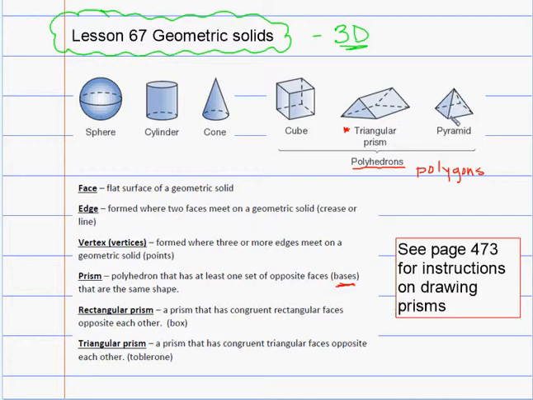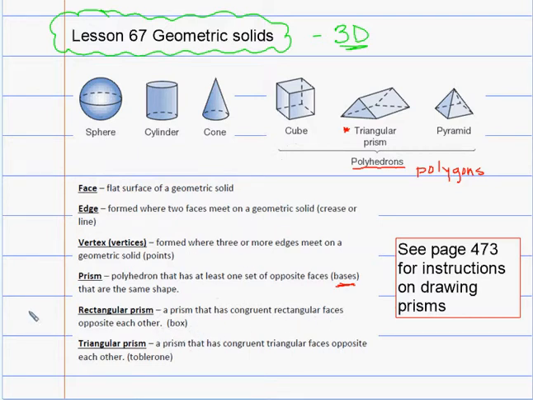A pyramid will have a square or a triangle for a base, but it's not a prism because it doesn't have another one opposite it. Okay. A rectangular prism is a box or a cube. Rectangular prism will have congruent rectangular faces that are opposite each other.